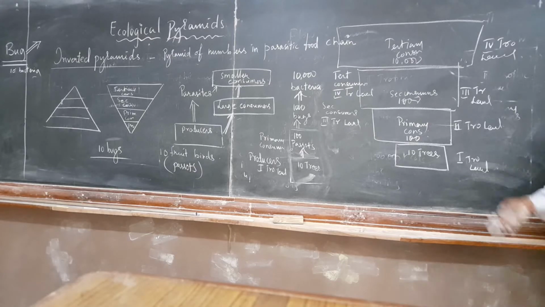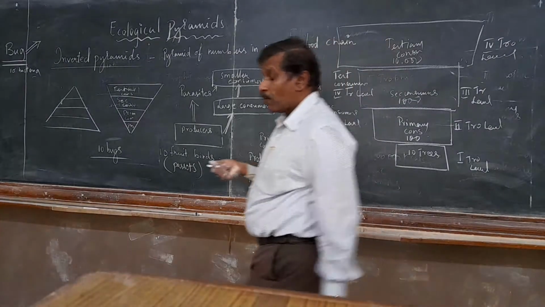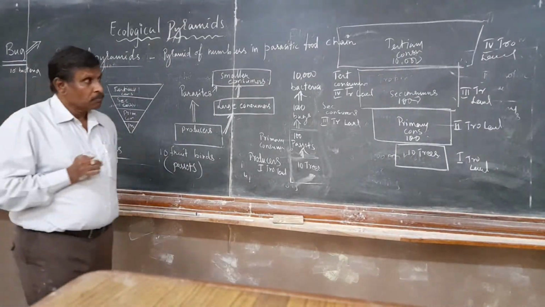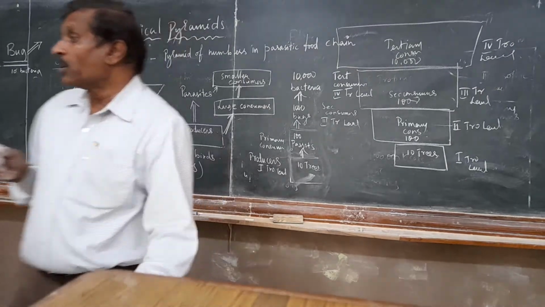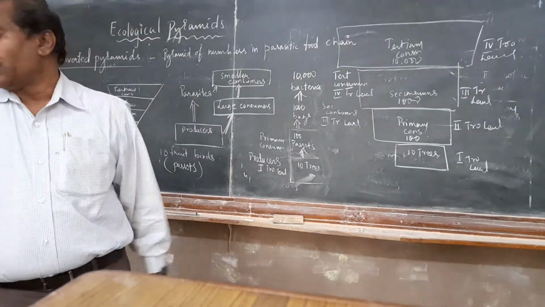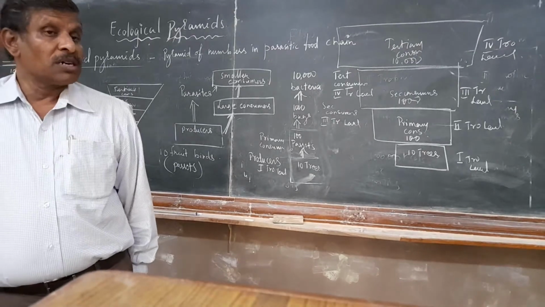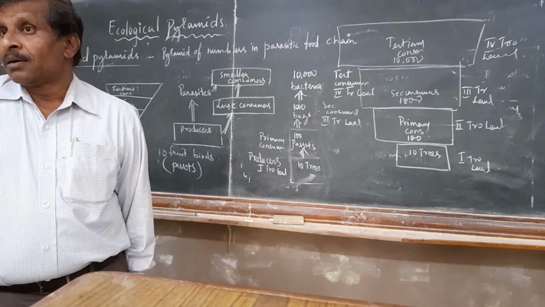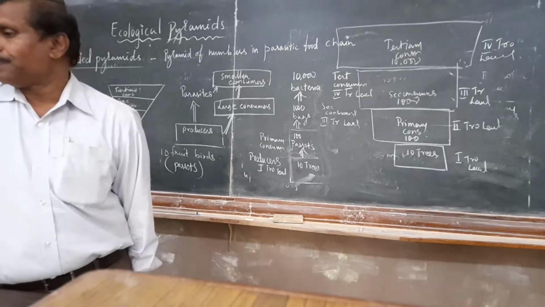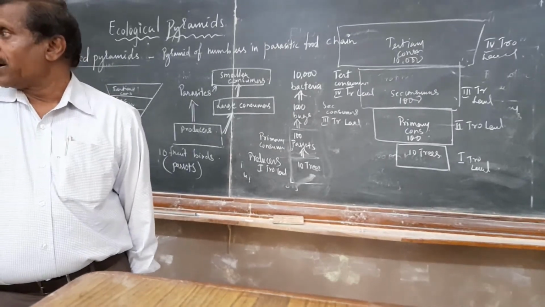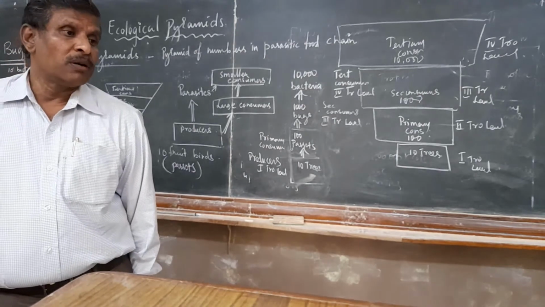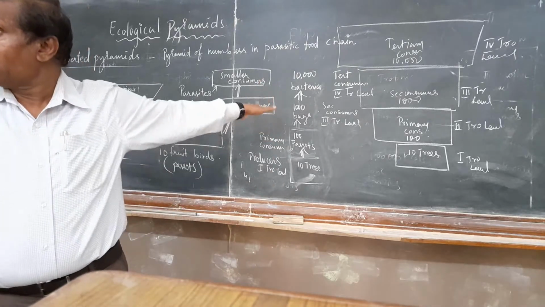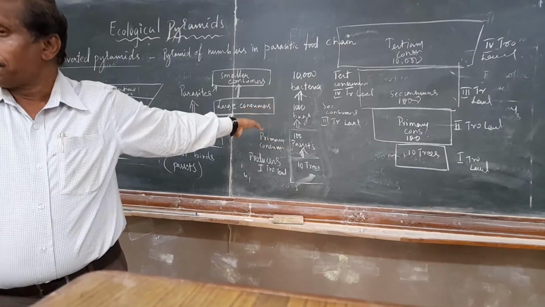In your examination, you may be asked: describe the inverted ecological pyramid of number, for 5 marks. Is it clear? Okay.